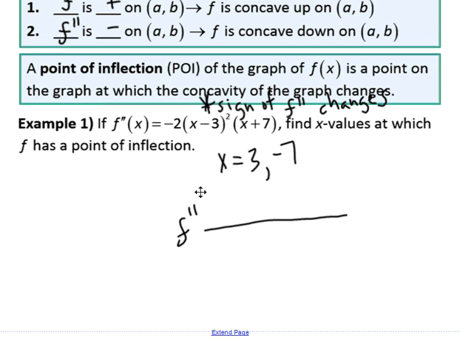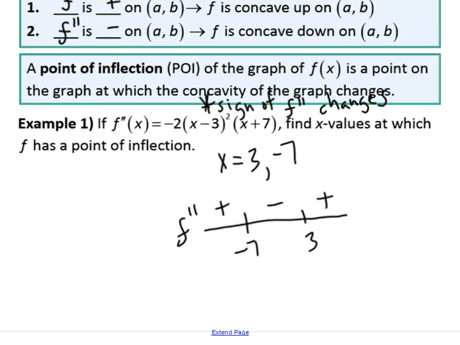And I like to label my sign chart so I know exactly what I'm looking at. So at negative 7 and then at 3. So if you go and test some values, if you go to negative 8, then that's a negative. Squared is always going to be a positive, and then negative 8 plus 7 is a negative. So negative times a negative is a positive. At 0, we'll have a negative, and at 4, we'll have a positive.